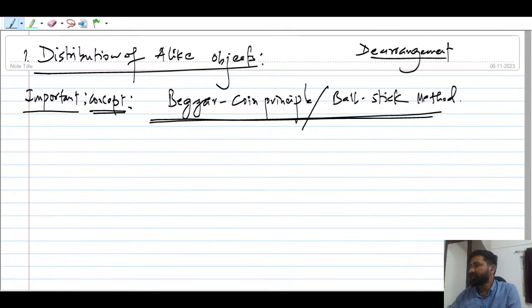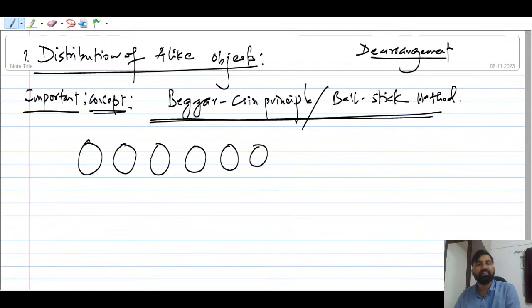Suppose you have got six coins: one coin, second, third, fourth, fifth, and sixth. These are the 6 coins, right? Now suppose you have got three beggars. A beggar is there, B is there, and C. These are the beggars, right?